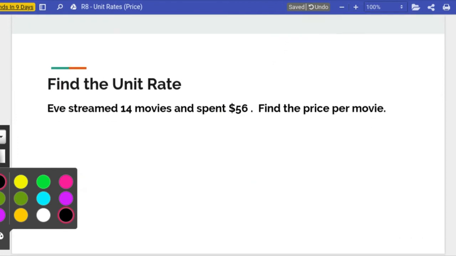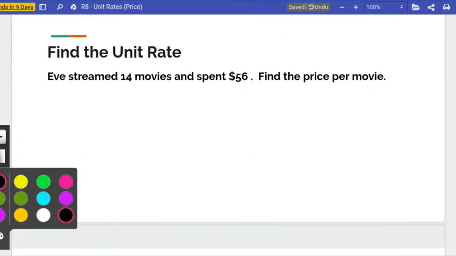All right, time for you to give it a shot on your own. Eve streamed 14 movies and spent $56. Find the price per movie. Put the video on pause and see if you can find it on your own, and then turn it back on and check your answer.